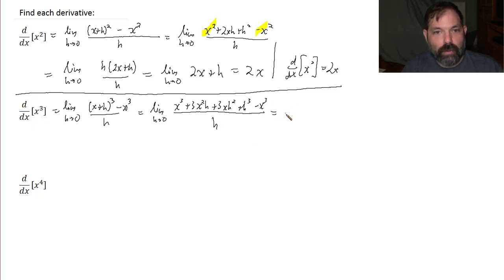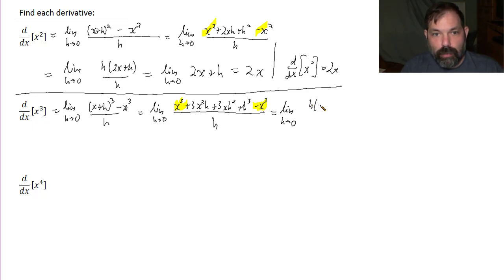Remove the like terms. The x cubes go to 0, just like in the previous example, the x squares went to 0. And just like in previous exercises now, we have a common factor of h. Limit, h is approaching 0.